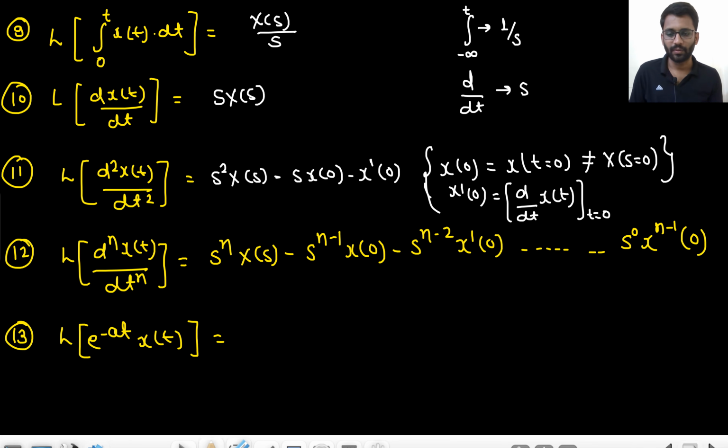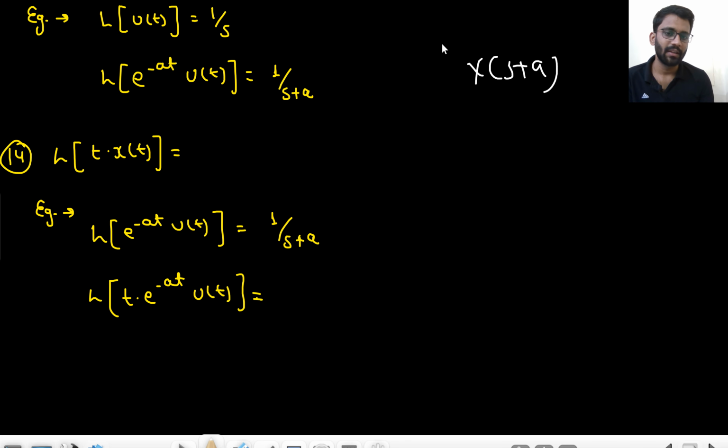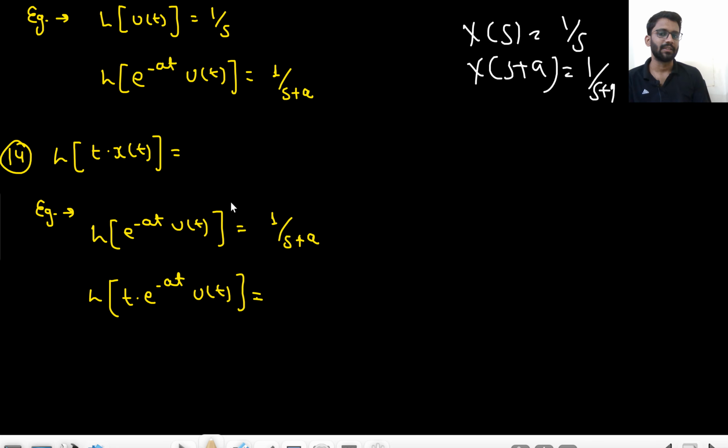Okay, so now what is the Laplace transform of e to the power minus at into x of t? It will be x of s plus a. We can understand this with an example as well. Like what is the Laplace transform of u(t)? That is 1 by s, right? What will be the Laplace transform of e to the power minus at into u(t)? It would be x of s plus a. If x of s is 1 by s, what will be x of s plus a? It would be 1 upon s plus a.